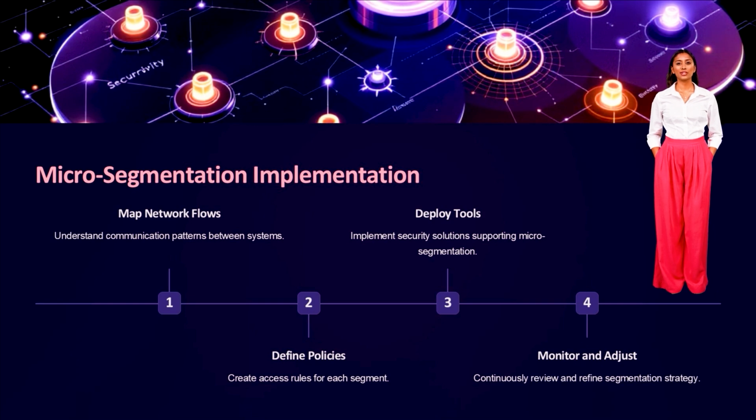4. Deployment. Use virtualization or software-defined networking (SDN) tools to enforce segmentation policies. 5. Monitoring. Continuously monitor traffic between segments to detect anomalies and ensure compliance. 6. Review and adjust. Regularly review segments and policies to adapt to changing threats and business needs. This approach enhances security by limiting lateral movement within the network.